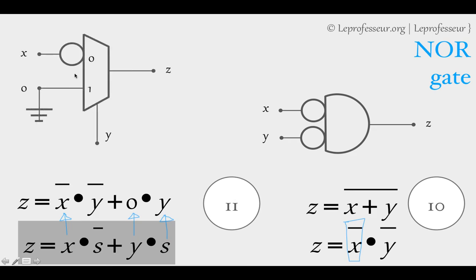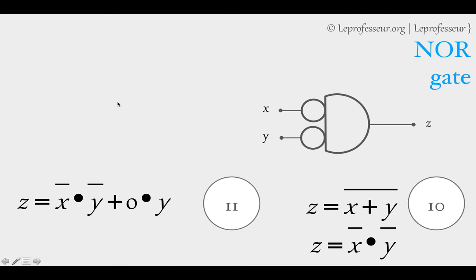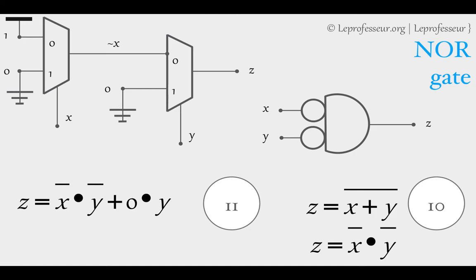Or we can represent it in a diagram in this way. The X input, the first input, is inverted and connected to the 0 line of the multiplexer, the second input is connected to logic 0, ground, VSS, and the select line is connected to the second input, which is Y. We can also simplify further.